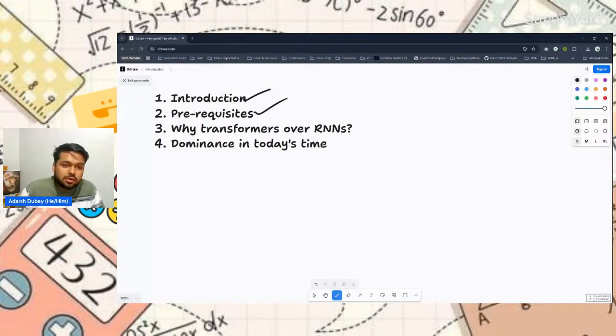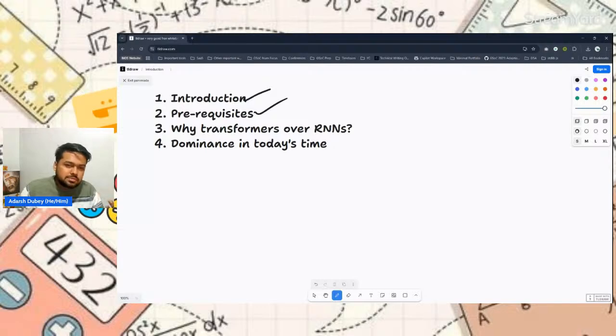You need to understand how RNNs and LSTMs work. Because transformers are generally used in natural language processing, you need to know how RNNs work, and that's how I'll be able to tell you why we prefer transformers over RNNs as of today. You need to know how LSTMs work, and all the backpropagation algorithms for these, and the intuition behind everything.